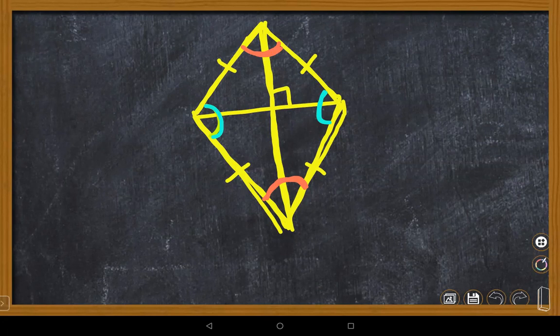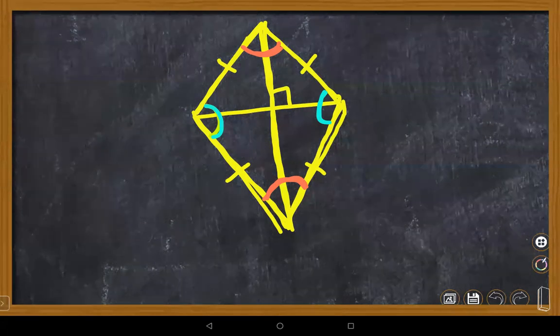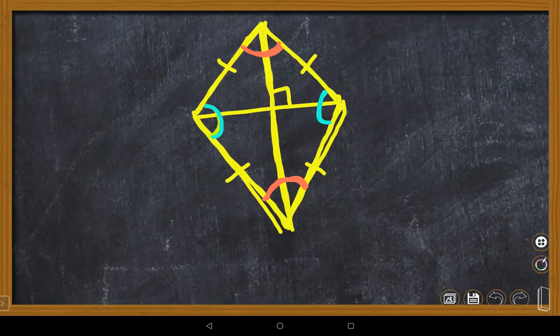Any other points, children, about rhombus you want to say? Are the opposite sides parallel? Yes or no? Is it true? All sides are equal, and equal and parallel also. That is important. Are the diagonals equal here? No. Do the diagonals bisect each other? Yes. Do the diagonals bisect each other at right angles? Yes, ma'am. That's why I'm giving you different points.